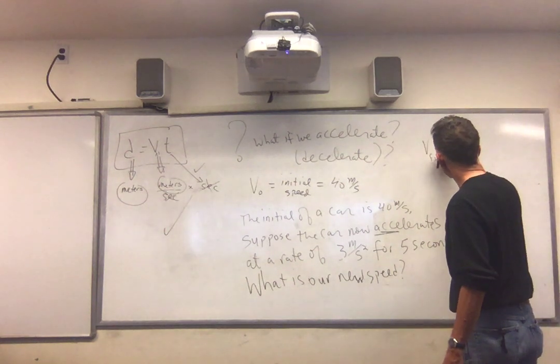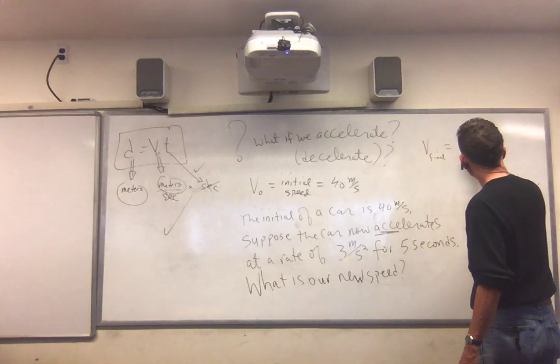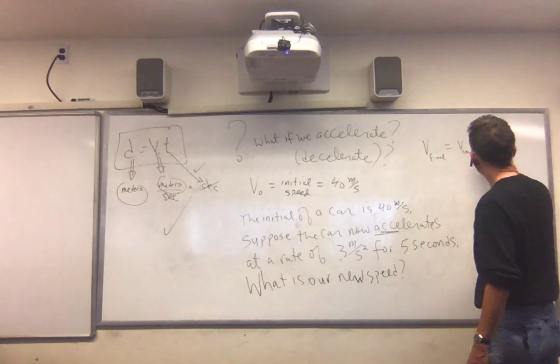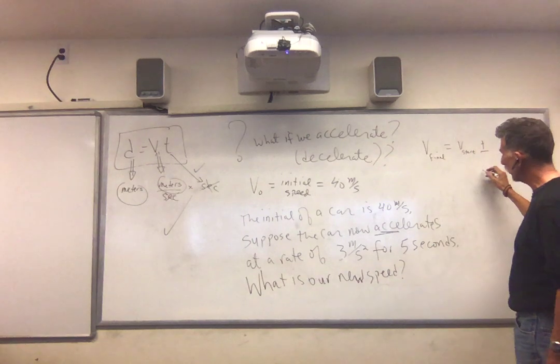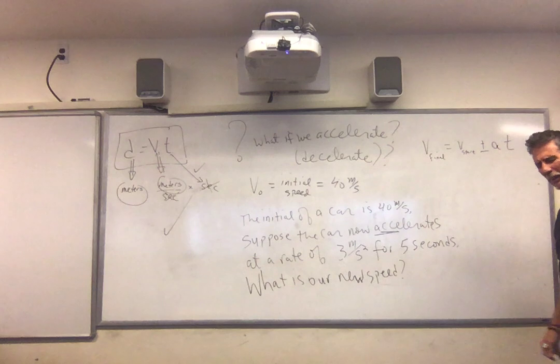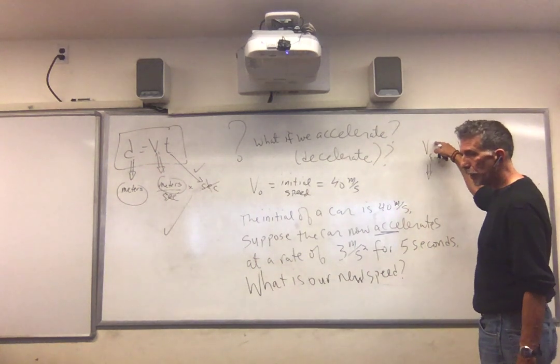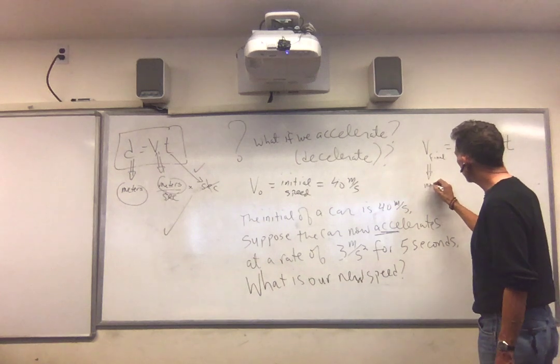V final equals V that you start with, plus, and I'll put a minus there, it could be either one, the acceleration times the time. What the heck, where did I get that? Let's look at units first. What's the units of V? You remember the units of speed? It's meters per second.